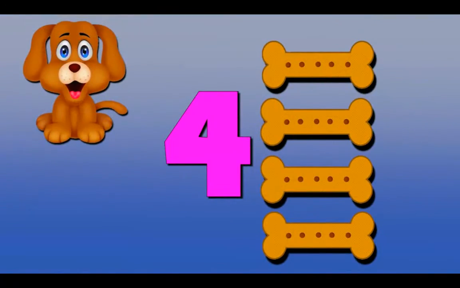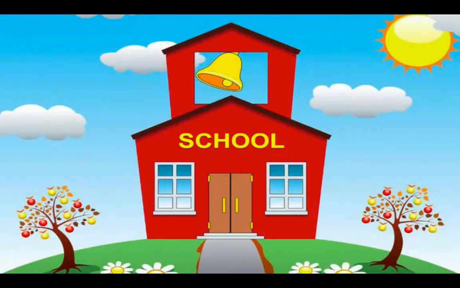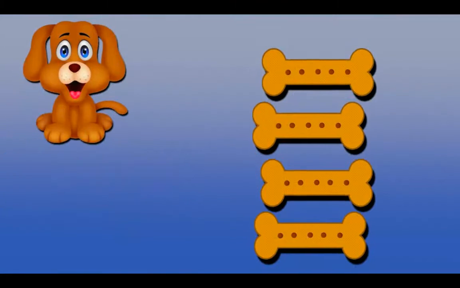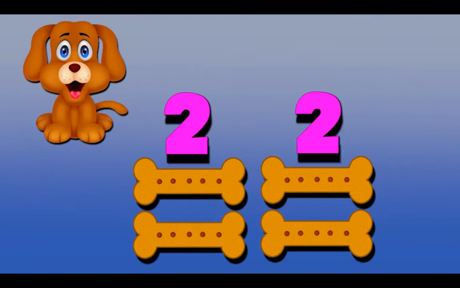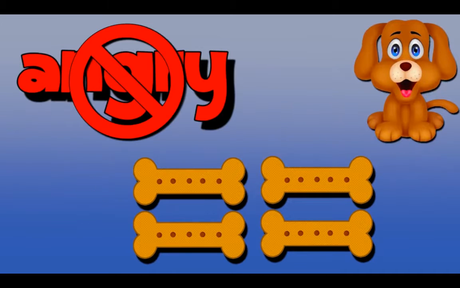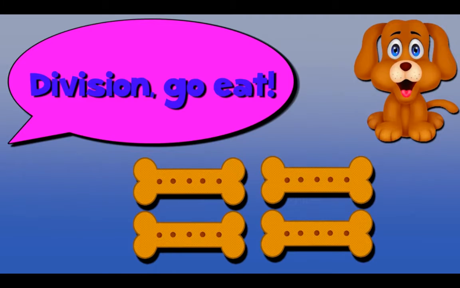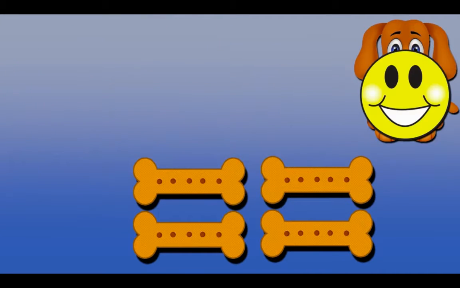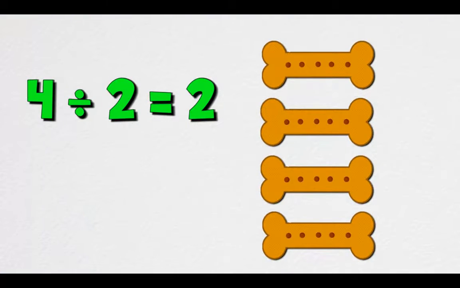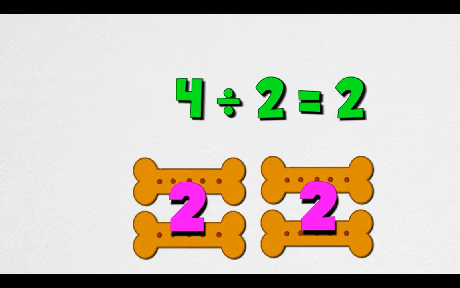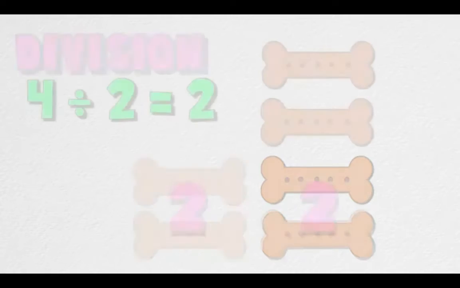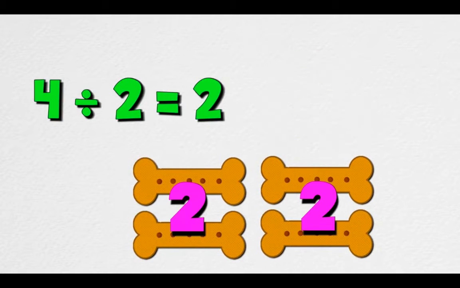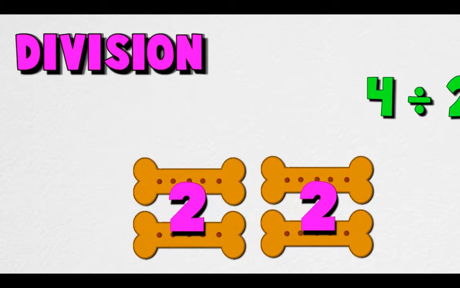One morning I gave him 4 yummy dog treats. I checked after school, he'd had nothing to eat. He divided his treats into 2 equal parts, 2 treats in each pile. My dog had math smart. He's smart. I didn't get angry. I didn't get sad. I told him to eat to make all of us glad. I said food is for eating, not putting in piles. Division just nodded and gave me dog smiles. 4 divided by 2 is 2. I'm using division and you can too.